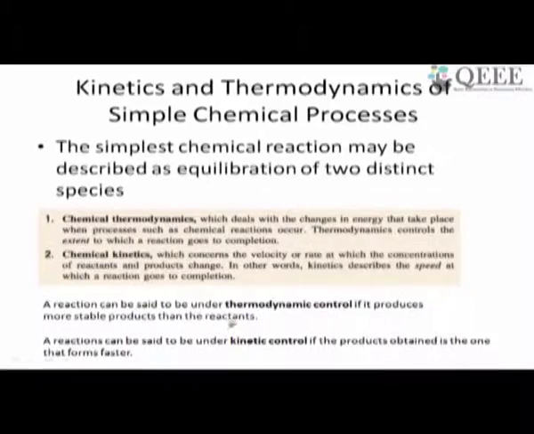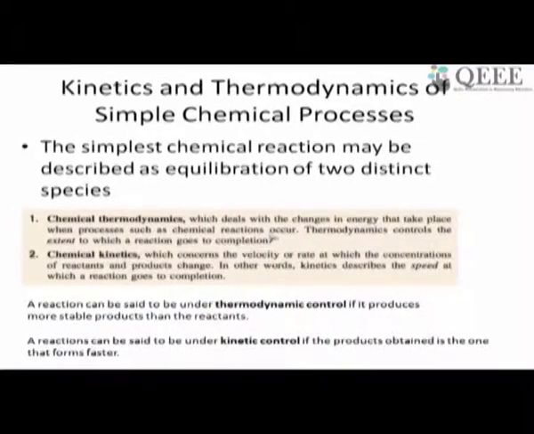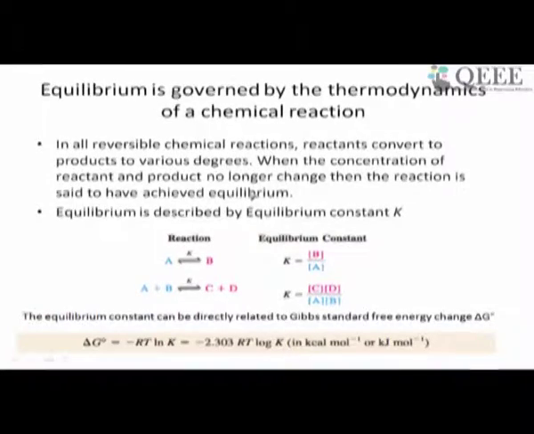The reaction can be said to be under thermodynamic control if it produces more stable products than the reactant. Suppose we take a reaction where you have a starting material and it forms some product. If the product is more stable than the starting material, then this reactant can convert to product to various degrees. When the concentration of the reactant and the product no longer changes, then the reaction is said to have achieved equilibrium. There are some reactions which tend to form an equilibrium with the product.